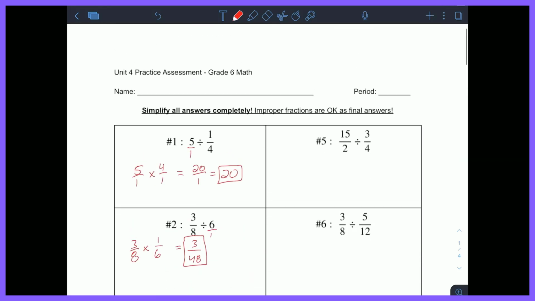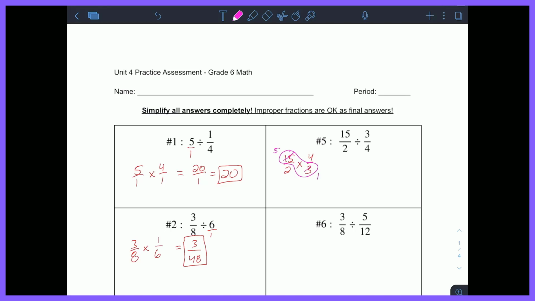Okay, going to the other side now, 15/2 divided by 3/4. We're going to keep, change, flip, so 15/2 times 4/3. Now we finally have some simplification. So vertically nothing simplifies, but on this diagonal we could divide by 3. So 15 divided by 3 makes 5, and 3 divided by 3 makes 1.